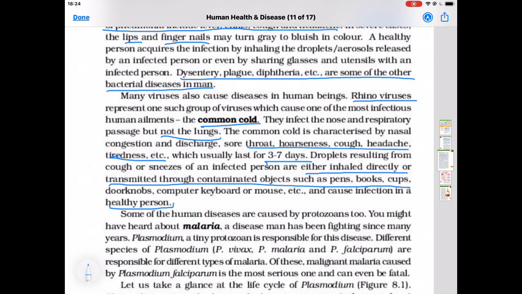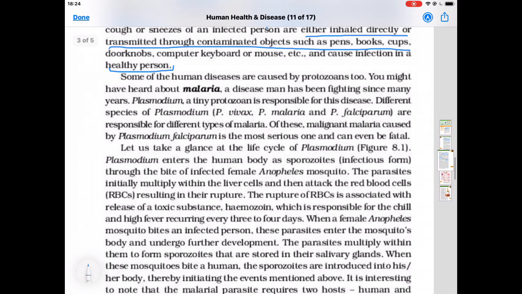So, next is malaria, and here the causal organism is protozoa, Plasmodium. Malaria is a disease man has been fighting since many years. Plasmodium, a tiny protozoan, is responsible for this disease. Learn the names of the different species. They are Plasmodium vivax, Plasmodium malariae, and Plasmodium falciparum. Of these, malignant malaria caused by Plasmodium falciparum is the most serious and can be fatal. Fatal means which can cause death.